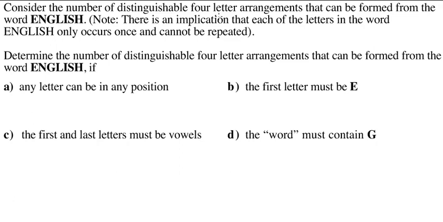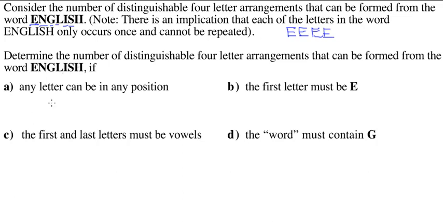Consider the number of distinguishable four-letter arrangements formed from the letters in the word English. It's implied that each of the letters in the word only occurs once and cannot be repeated. So you can't take English and go E, E, E, E, and say, I used a letter from the word English, I just used it a lot. Pretend that each of these is on a little wooden tile or something, and you're only allowed to use it one time. You're supposed to select four of these and put them in a sequence.